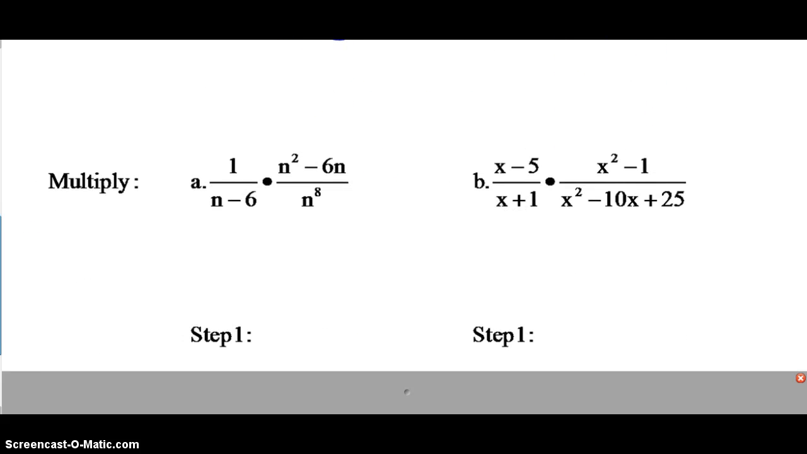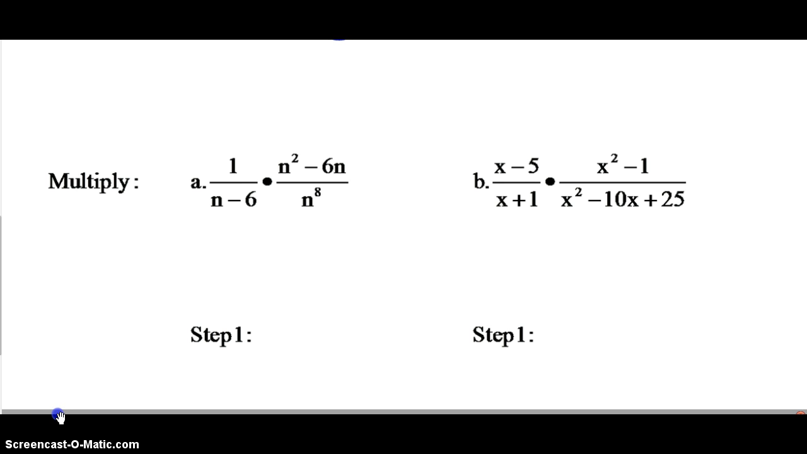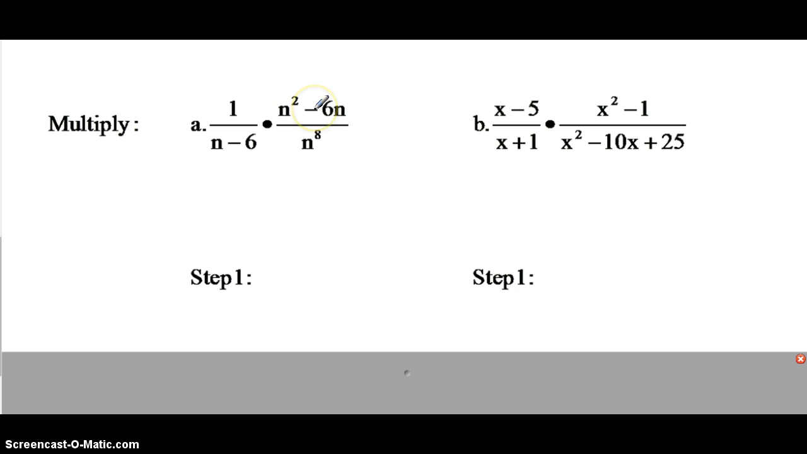For multiplying, we have the same 2 steps. We're going to factor and then look to see common factors. So go ahead and think about how you would factor A and B and write out those factors, and also try to see what you can cancel and then bring it back.